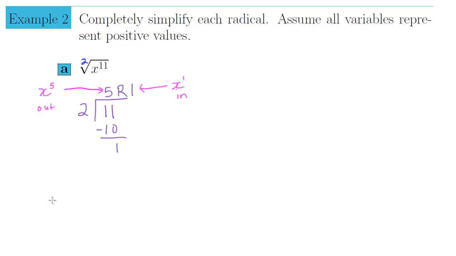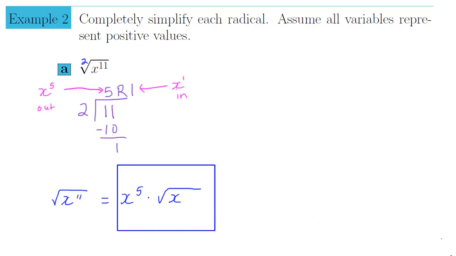So let's go ahead and write the overall result. When all is said and done, we end up with the square root of x to the 11th equaling x to the 5th out of the root times x to the 1st inside the root still. I won't even write the exponent since x to the 1st equals x. That's it. That's as simple as it gets. There are no more pairs inside the square root for me to break down, so this is my simplified form.